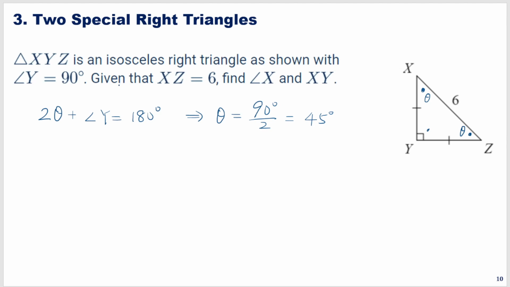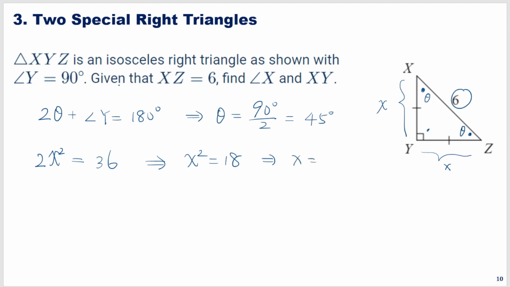And if you let this side be x, then this side is also x, right? According to the Pythagorean theorem, we have x squared plus another x squared, which is 2x squared, equals this side squared, which is 36. Therefore, we know x squared equals 18, and x is 3 times square root 2, right?